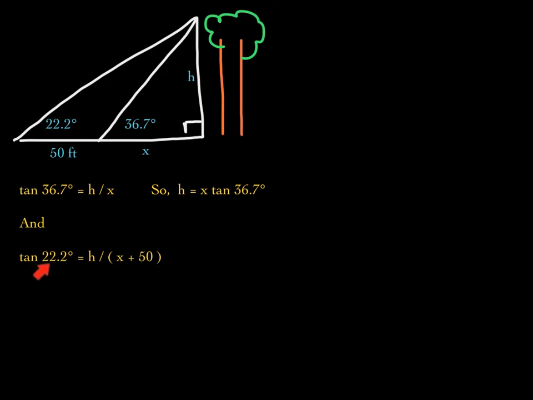Now please solve this for h. Multiply both sides by x plus 50. So now we're saying that the height of the tree is equal to the product of x plus 50 and tangent of 22.2 degrees. Now here's our logic. If the height of the tree is equal to this expression, and over here the height of the tree is equal to this expression, that must mean that this expression is equivalent to this expression. So now we will set each of these expressions equal to each other.